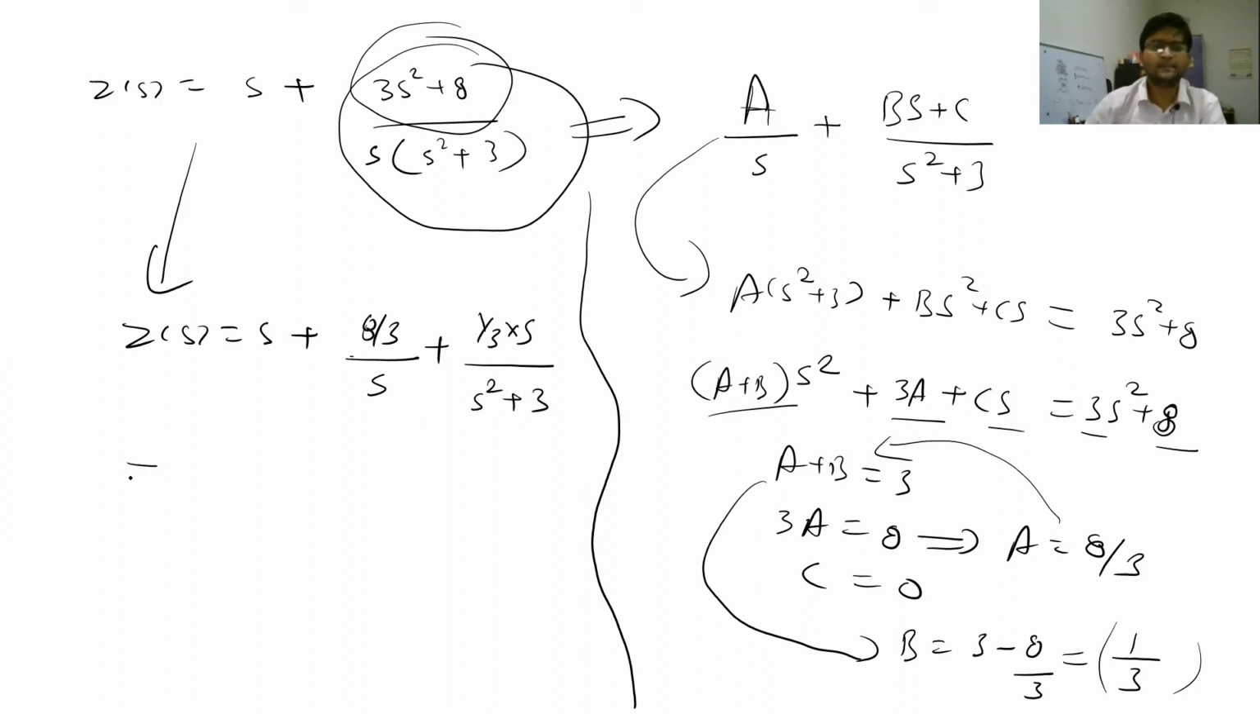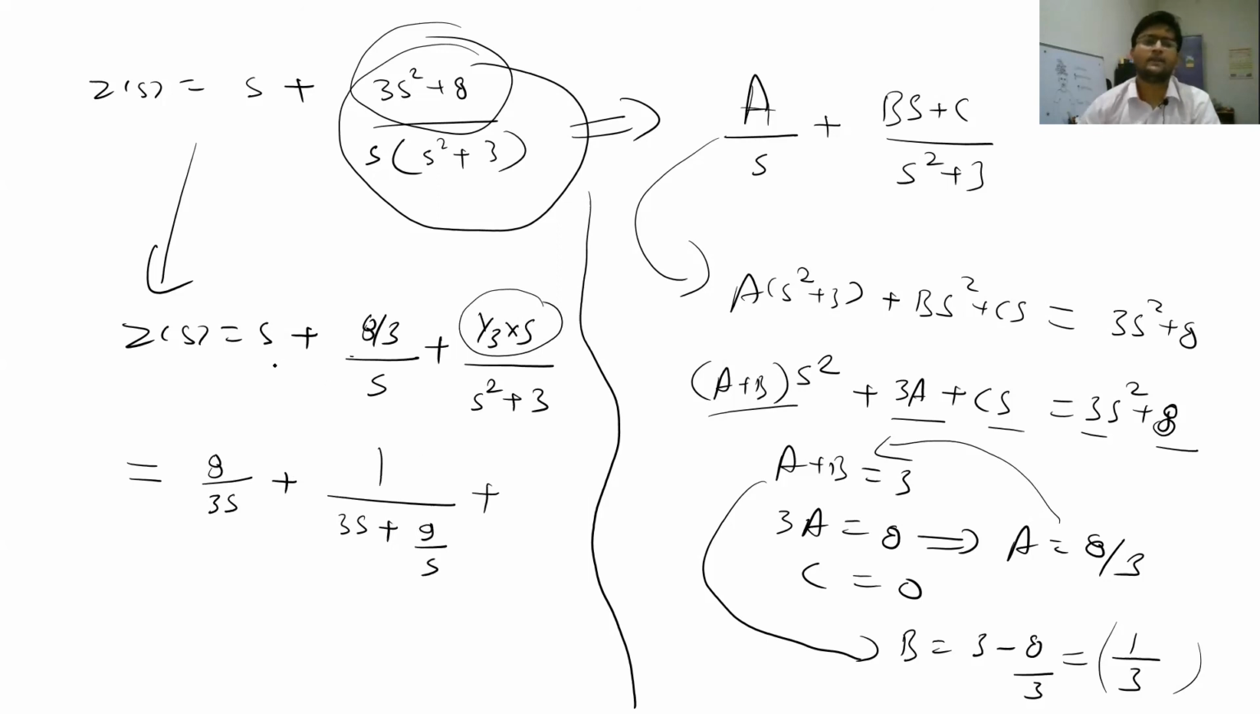So let me rearrange it again. So you get 8 upon 3s plus, let me take this denominator into the denominator. So what we will get? We will get 1 upon s will be divided, so it will be 3s plus 9 divided by s, and then finally this part s. So we finally got our Z(s) as this.